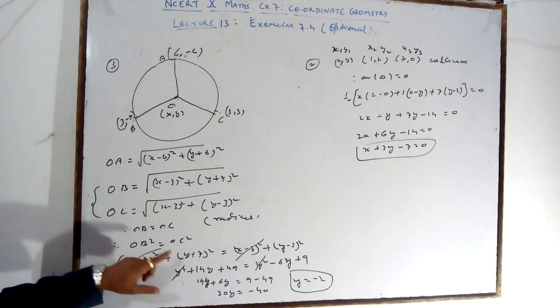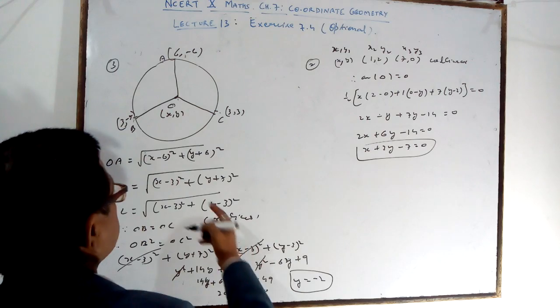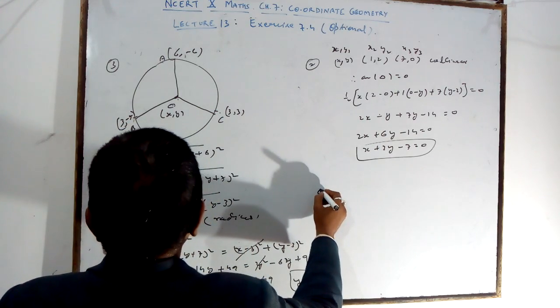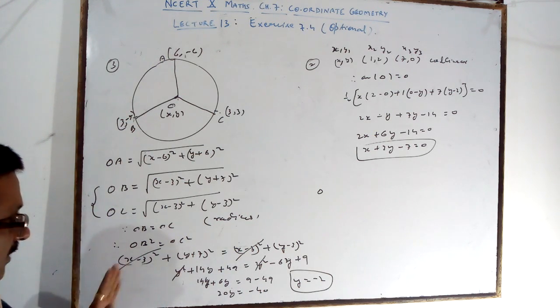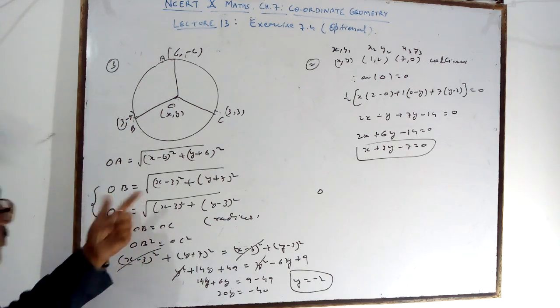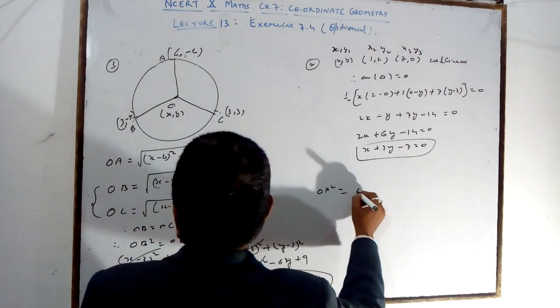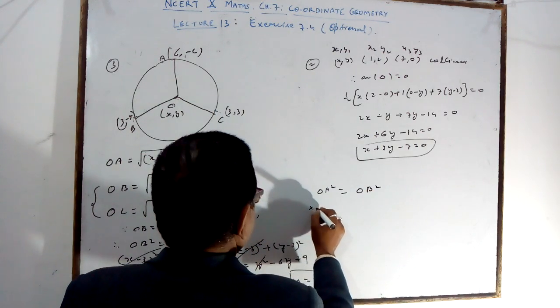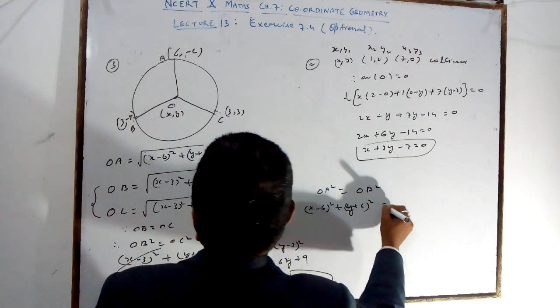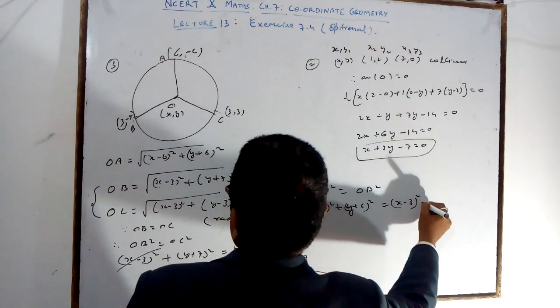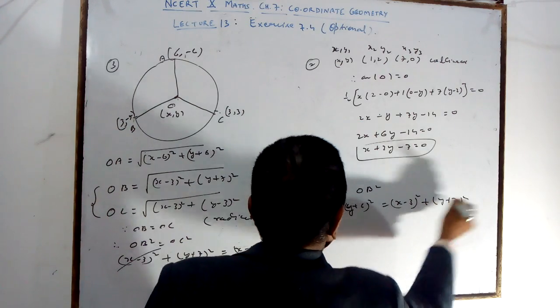Y you are getting. Put the value of y in any one. Here OA is equal to the radius; any place you will put the value, OC is the radius. Now again compare any two. OA equal to OB, put the value of y, you will get the x. X minus 3 is cancelling. Another two you take: OA square is equal to OB square. So what is OA square? X minus 6 square plus y plus 6 square is equal to x minus 3 square plus y plus 7 square.